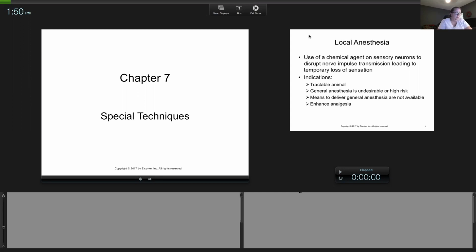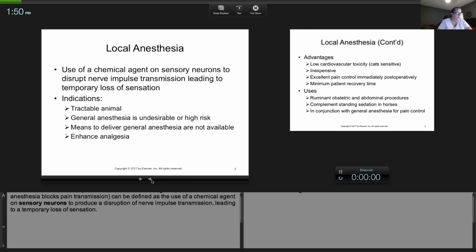So let's talk about what it means for special techniques. Basically, we're talking about local anesthesia, which is a broad term. This is when we use an agent on typically the sensory nerves. What we're trying to do is prevent transmission of the pain, and then there will be a loss of sensation.